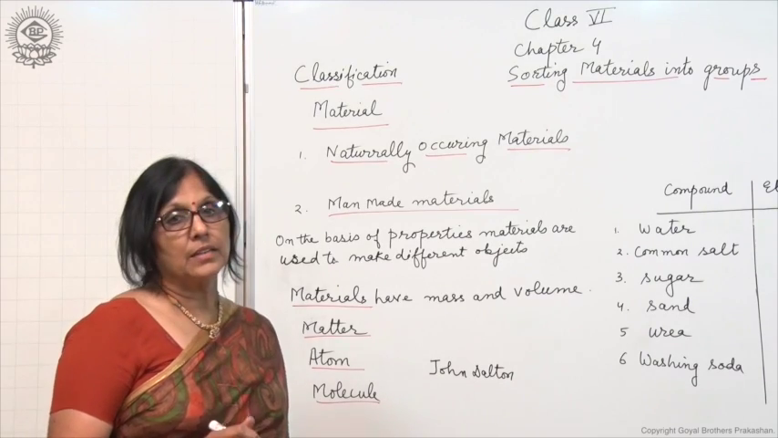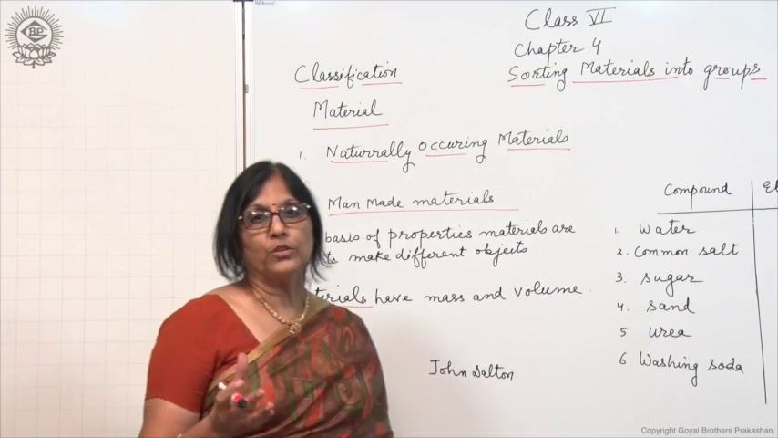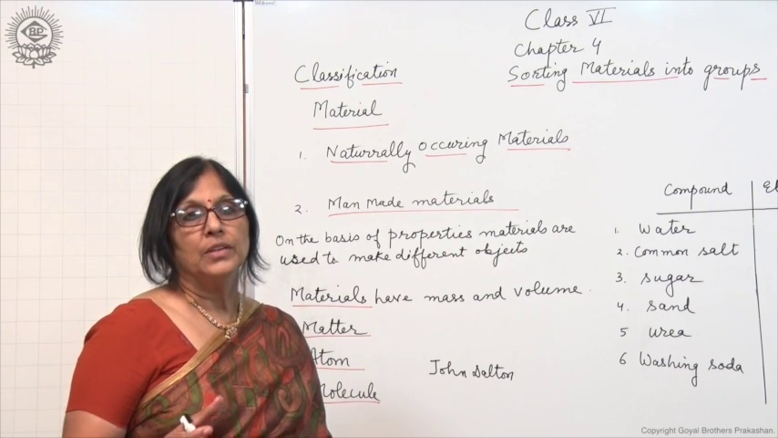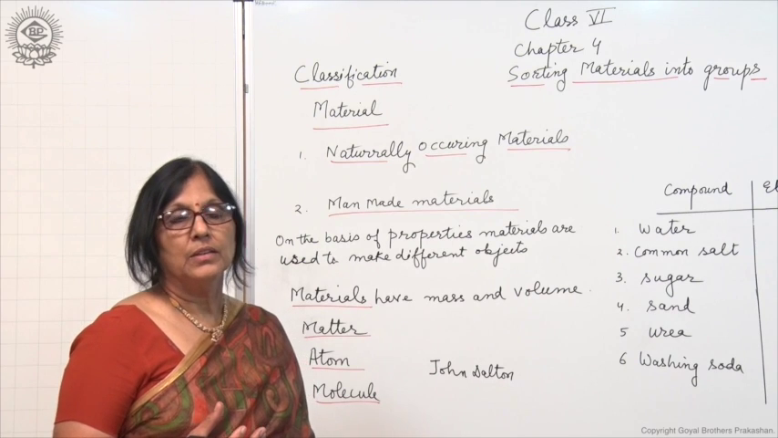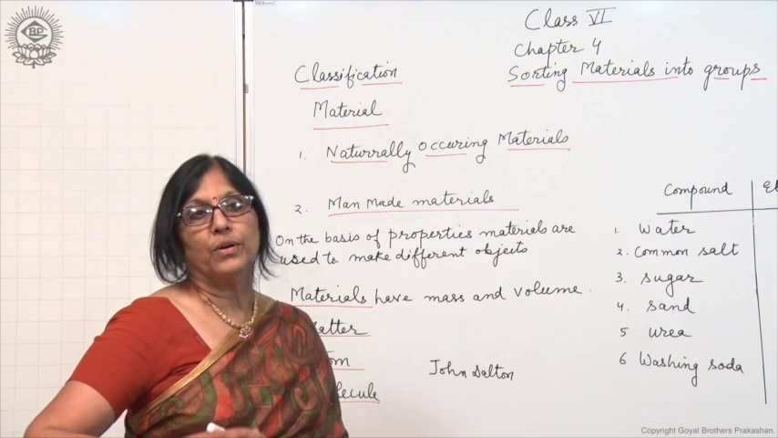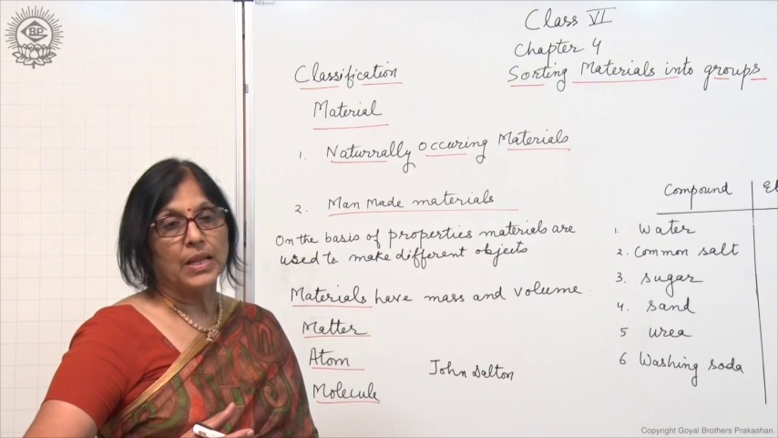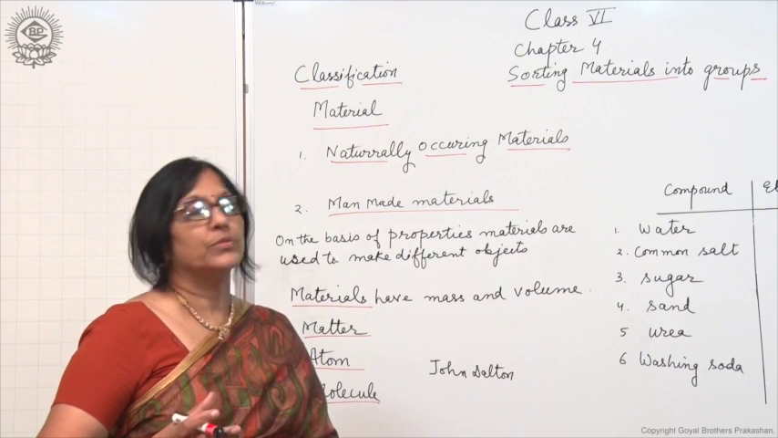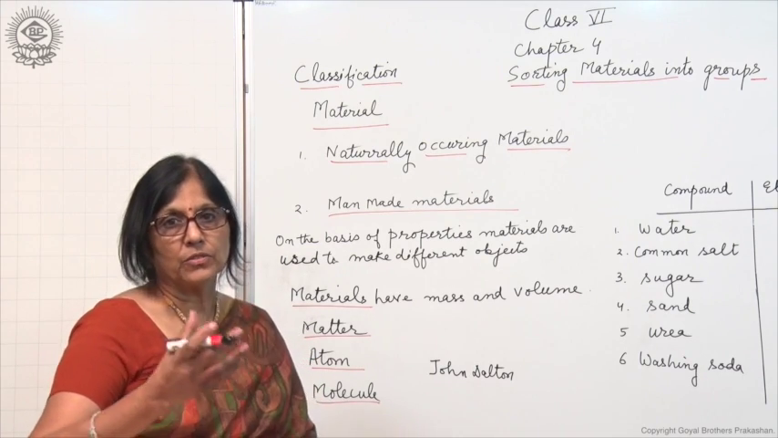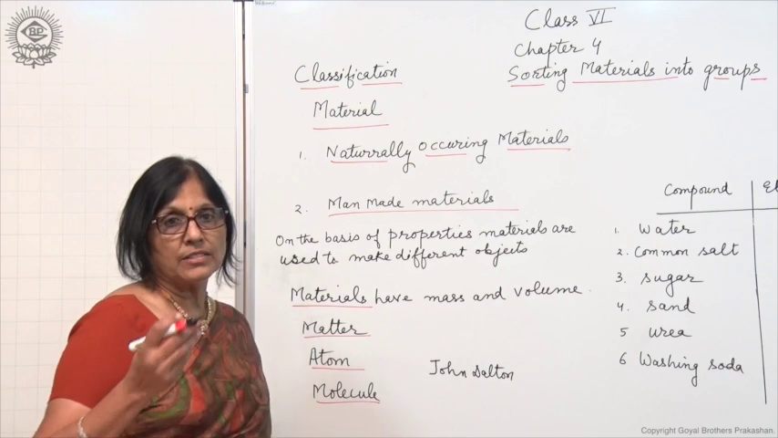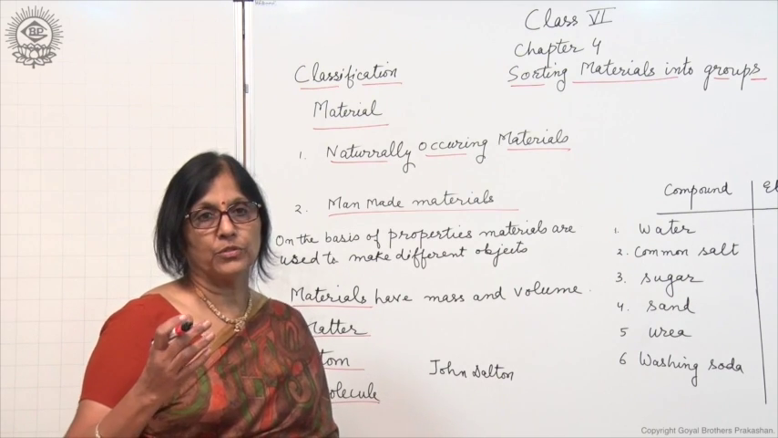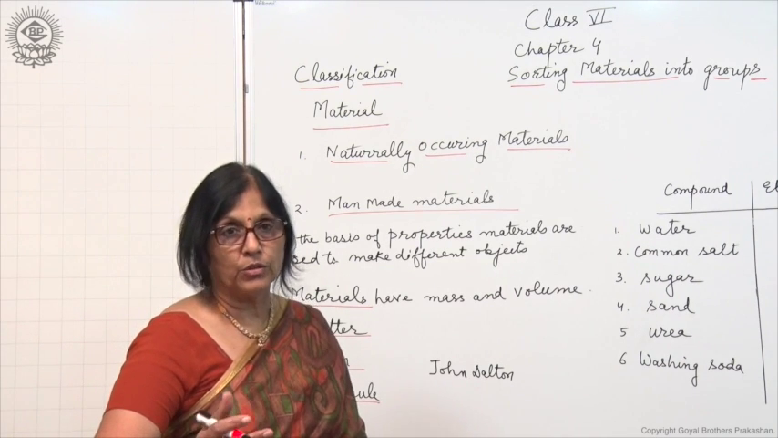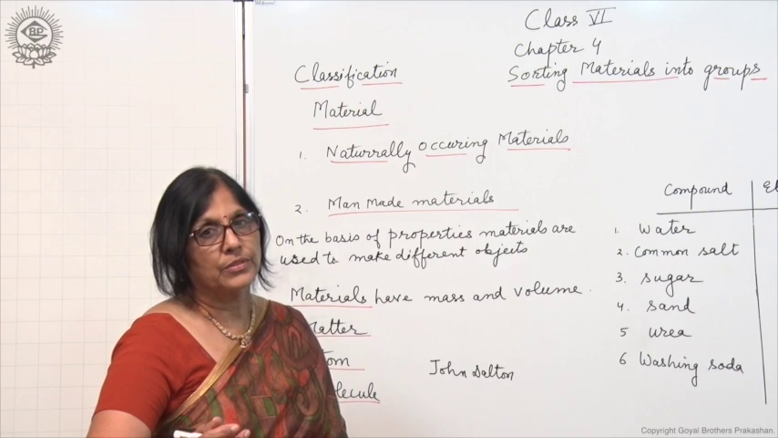So, you have seen how we try to group the various objects on the basis of their properties, on the basis of color or on the basis of the material of which they are made up of, or on the basis of their shape. So, let us discuss now how the groups can be made on the basis of the properties, and this is called classification. Classification is a method of sorting the various objects into groups on the basis of their similar properties.